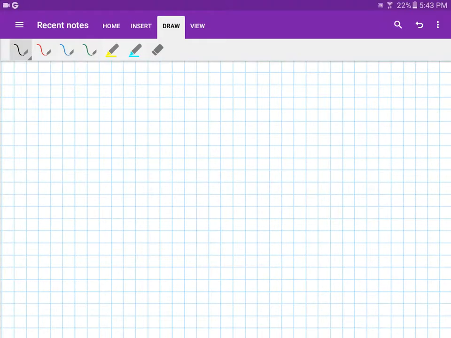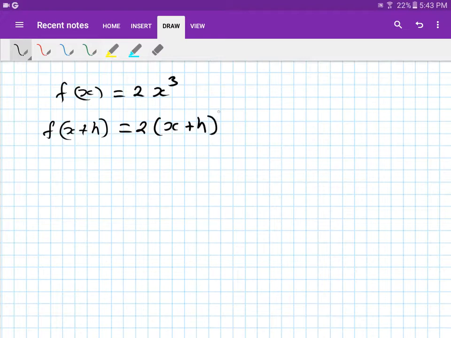Now, let's do a challenging one, a little bit harder. Let's say f(x) equals x to the power of 3. We're going to differentiate this using first principle. So let's find f(x+h) first. We just work out one step at a time. That gives me (x+h) all to the power of 3. Now, I'm going to expand this, of course.